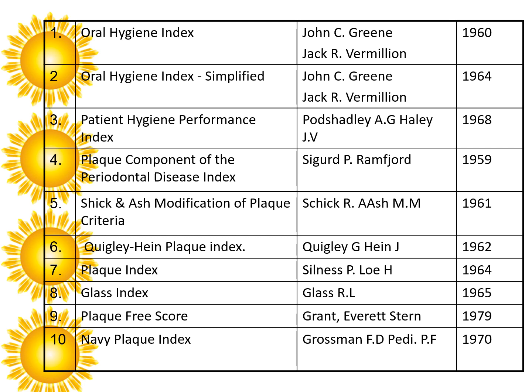And I have tabulated some of the plaque indices, calculus indices, and bleeding indices. Here are the oral hygiene indices I have given, and out of these, the oral hygiene index simplified, given by John Greene and Vermillion, is very important. And the patient hygiene performance index, the plaque component of the periodontal index given by Russell, is also important. And the plaque index given by Silness and Löe is also very important.